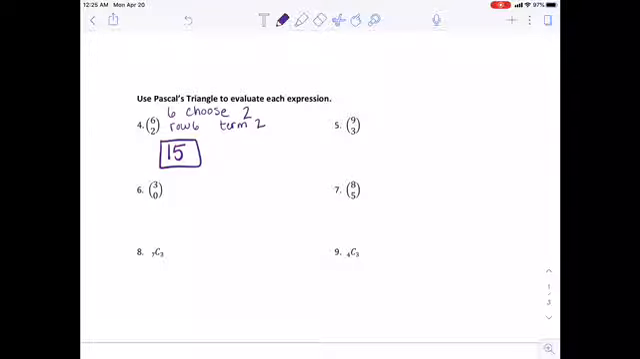If you look at problem 8, which says 7C3, well, that actually means the same thing. This means 7 choose 3. It's just simply a different way of writing 7 choose 3 that we did a moment ago. So the process will be exactly the same. We're going to look at Pascal's triangle and find row 7, term 3.